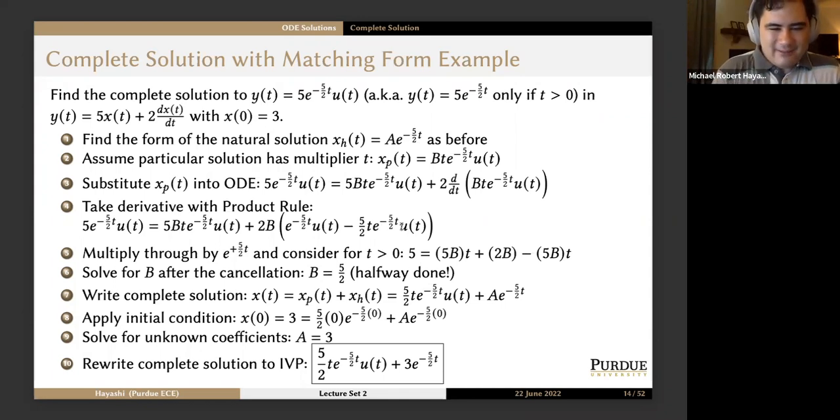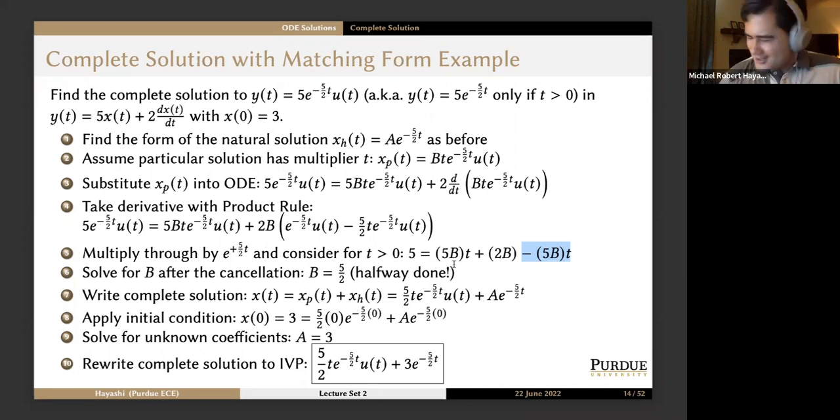Multiply through by e to the plus 5 halves t and consider t greater than 0. So we get 5 is equal to 5b times t plus 2b minus 5b times t. So we solve for b. Notice that the plus 5bt cancels with the minus 5bt. In general, you get these nice cancellations so that b is never a function of t. Otherwise, it wouldn't be a constant coefficient linear differential equation anymore. That wouldn't make sense. And you get that b is equal to positive 5 halves.